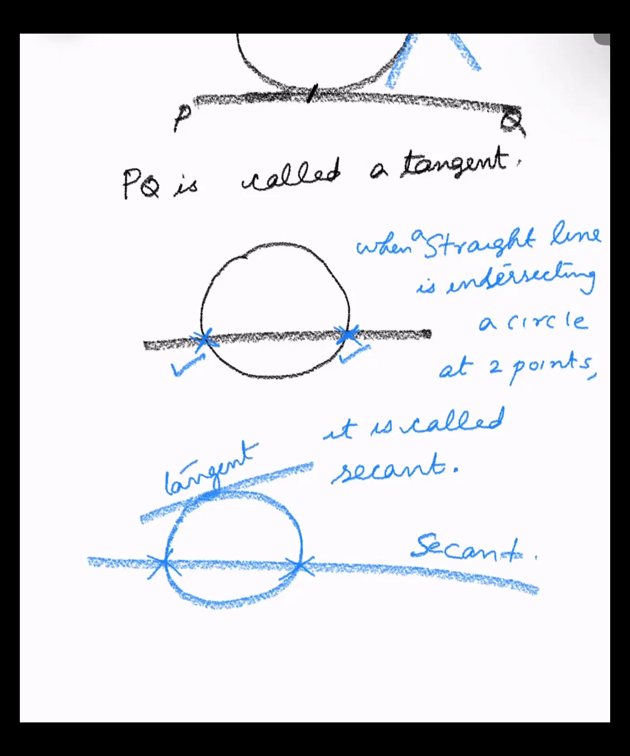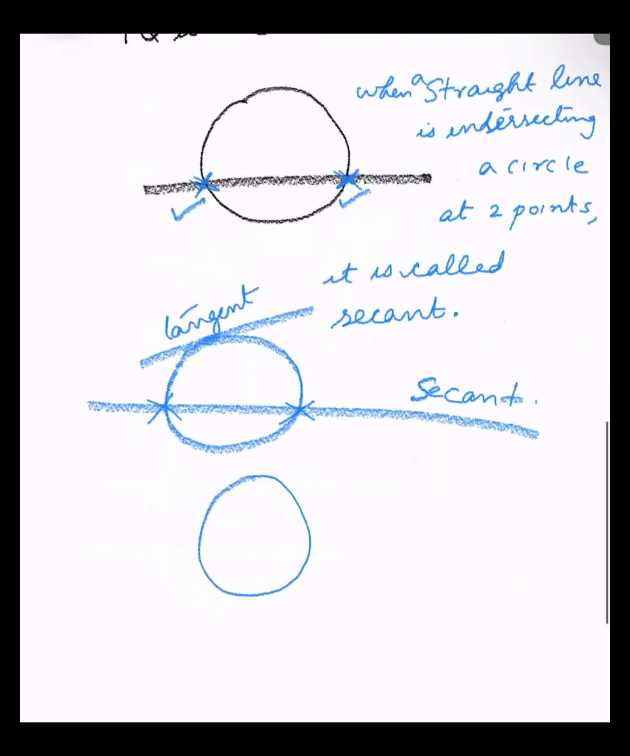Now, what is a chord? You have a circle, and from one end of the circumference to another end of the circumference, when you draw a straight line, that's called a chord. So I have drawn so many chords here. These are all chords. Chords can be in any style. From one end to another end, you are drawing a chord.